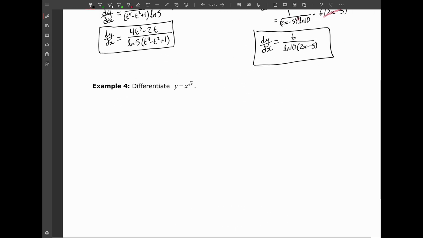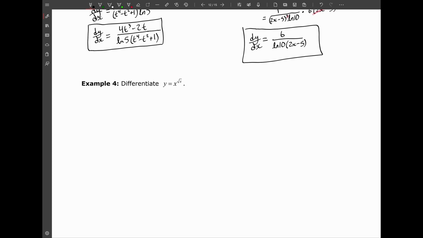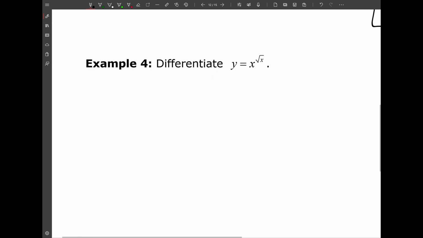Final example. Differentiate y is equal to x to the power of root x. This one's a little weird because it's got an x both in the base and in the exponent, which makes it a little bit trickier. But whenever I have an exponent with a variable in it, and I don't want it to be an exponent, we can use that trick we've used before. Let's take the natural log of each side. So we're just taking the natural log of both sides.